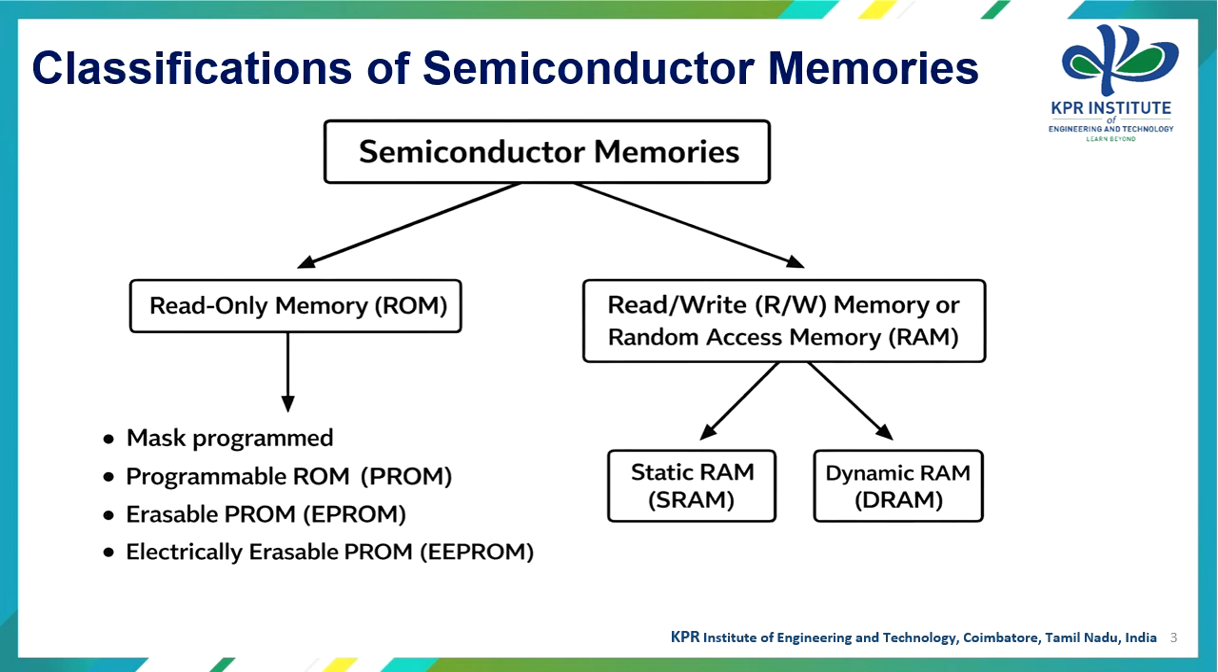Basically, semiconductor memories are classified into read-only memory, which we call ROM, and random access memory, which we call RAM. Under the read-only memory, we have masked ROM, programmable ROM, erasable PROM, and electrically erasable PROM. Under the random access memory, we have static RAM as well as dynamic RAM. We call these two SRAM and DRAM.